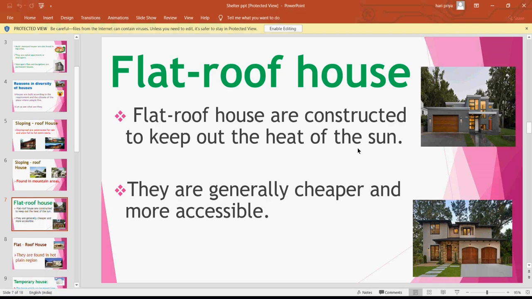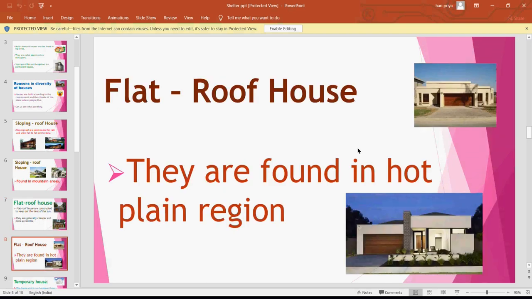So the next type is what? Very simple. Yeah, as Punish is telling, it's a very simple construction. It consists of roofs, and the roof will be very flat. So the second type is flat roof houses, and where can you see these flat roof houses? In a hot plain region. Where the climate is very hot, you can see flat roof houses. So far, what are all the types we saw? According to the requirement and climate, we came across two types of houses. What are all the types? The first one is the sloping roof house, and the second one is the flat roof house.